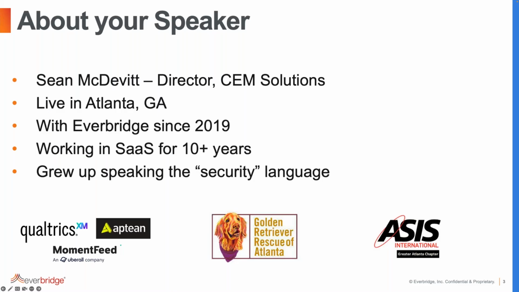As Bob did a nice introduction to myself, I'll just do a couple of brief things. I won't stay on here for too long. As Bob mentioned, Sean McDevitt, Director of CEM Solutions. I'm in Atlanta, Georgia. Been with Everbridge since 2019, floated around a variety of SaaS companies over the last 10 years. You can see where I've spent some time in the bottom left there. I donate other parts of my time when I'm not working to the Golden Retriever Rescue of Atlanta. I'm a member of ASIS in Atlanta, and I grew up speaking the security language. My father was a director of loss prevention for a variety of different organizations for about 40 years and just recently retired. So I've had many a dinner table conversation revolving around some of the subjects that we're going to talk about today.